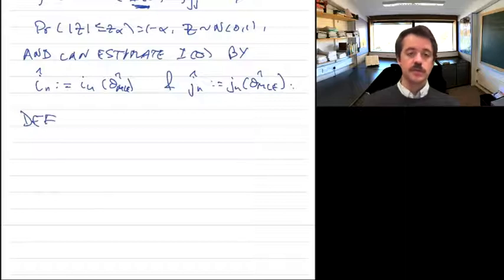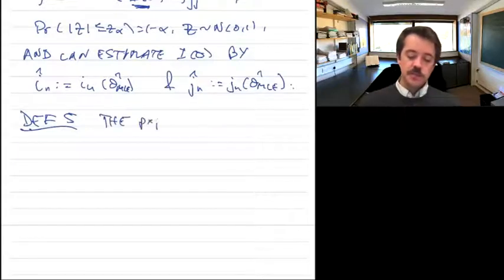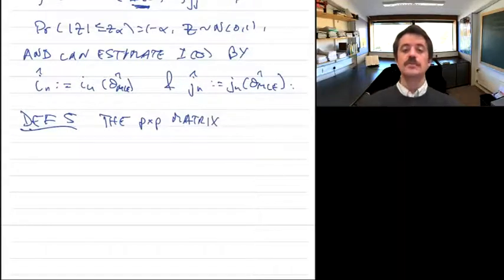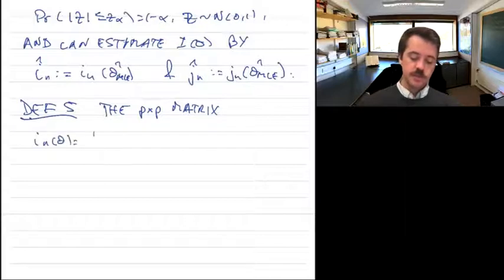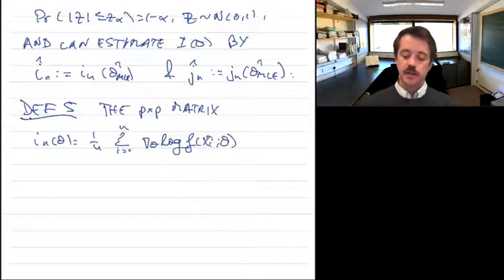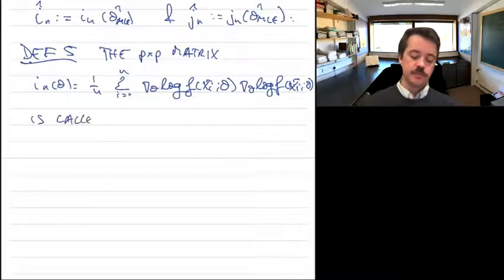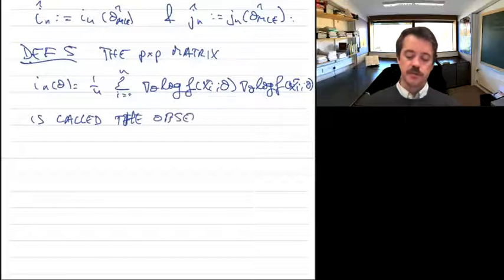So let me define this. Definition 5. We have a p times p matrix given by 1 over n, the sum over the data points of the gradient of the log of f of xi, theta, multiplied by the same quantity transposed. This is what is called the observed Fisher information.